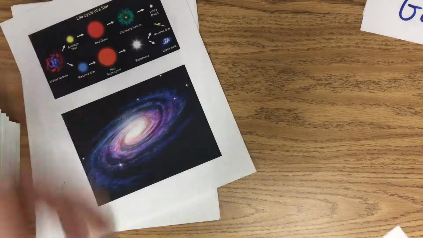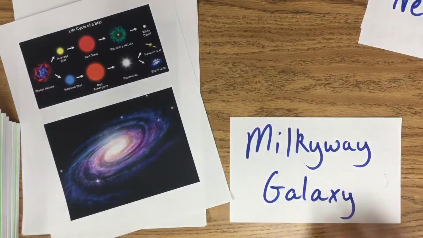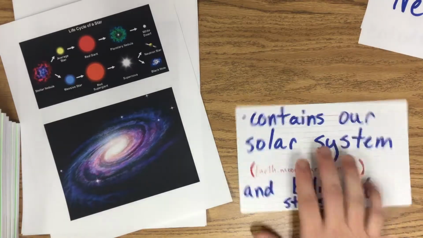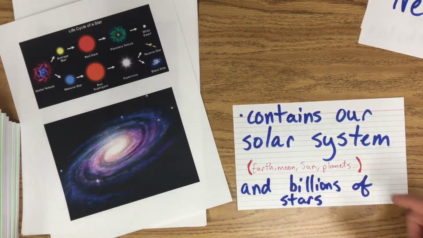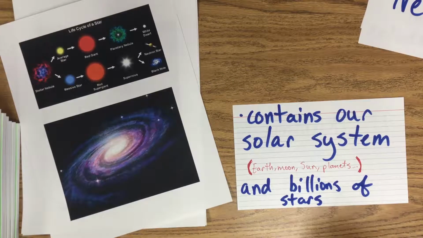So, the next card you're going to make is Milky Way Galaxy. Pause the video. Okay, so, write down this one slide. Pause the video. Okay, so, the Milky Way Galaxy contains our solar system, which includes the Earth, Moon, Sun, our planets, asteroids, comets, dwarf planets, but it also includes billions of stars.